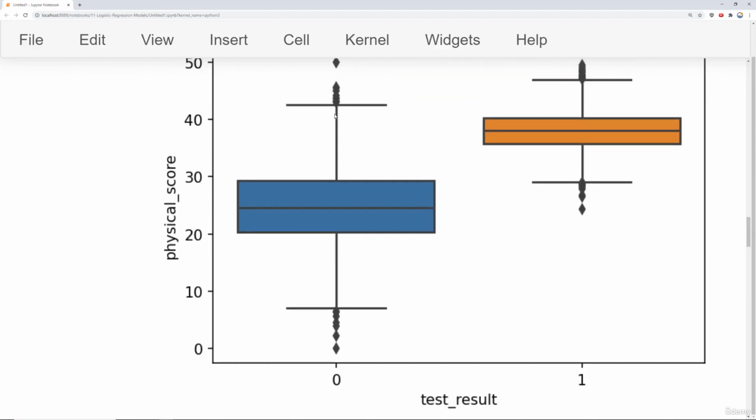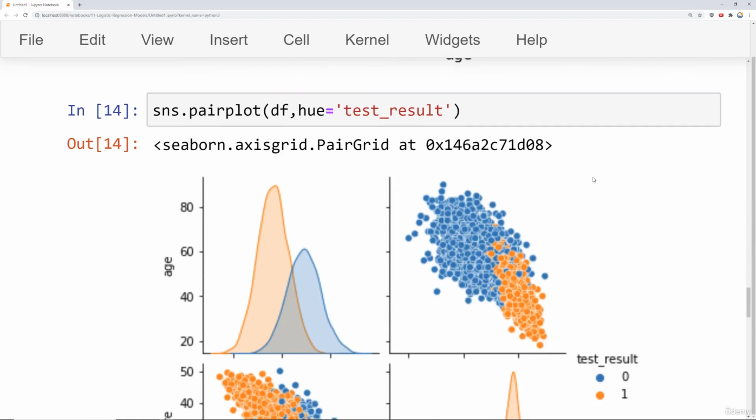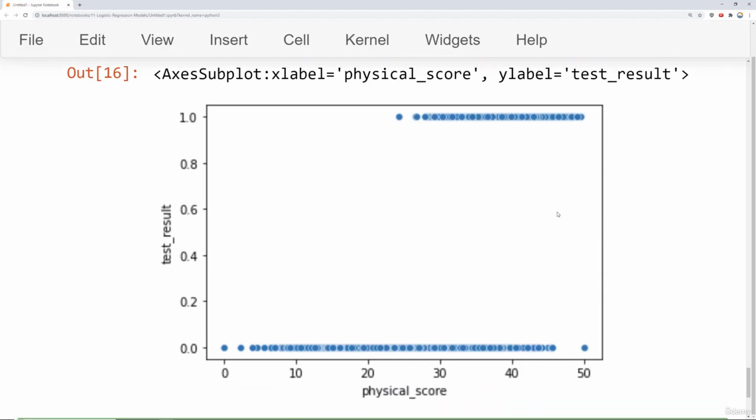You'll notice that this is showing the same effect, where people that did not pass the test have a wide range of physical scores, and people that did pass the test tend to be really high physical scores. And that's the same information that's being shown here. It's just showing you with dots.